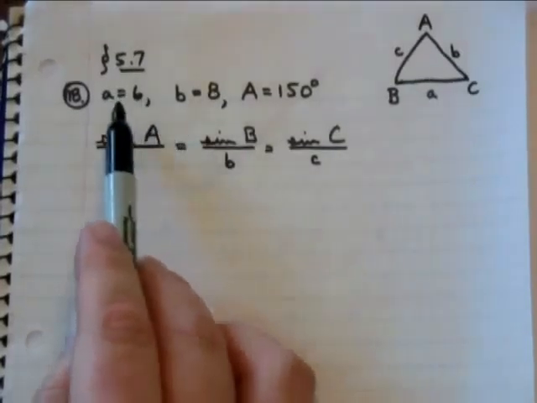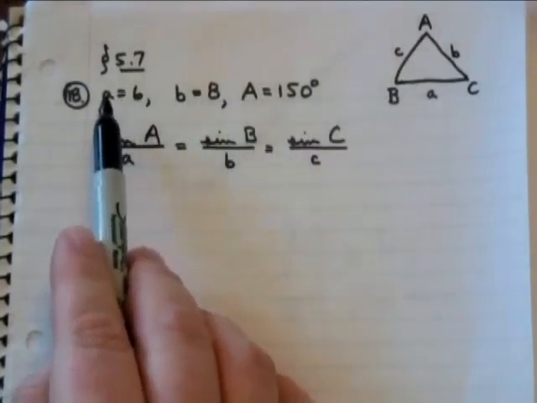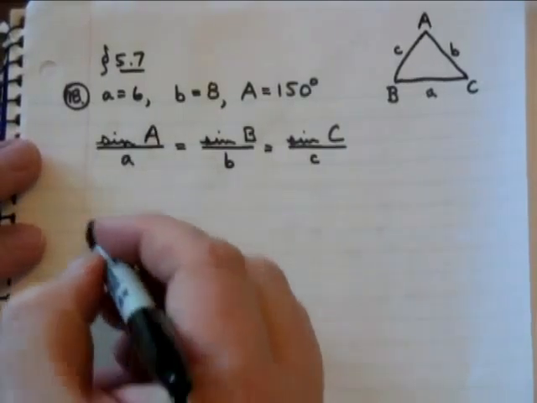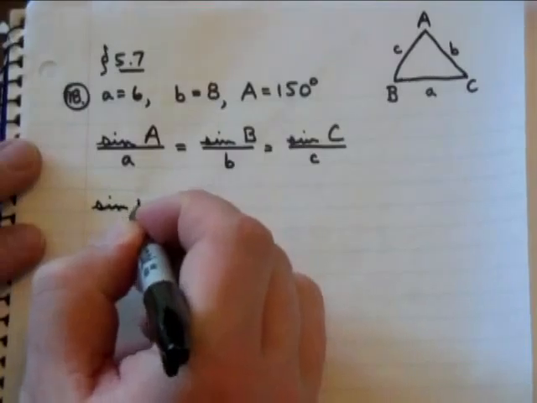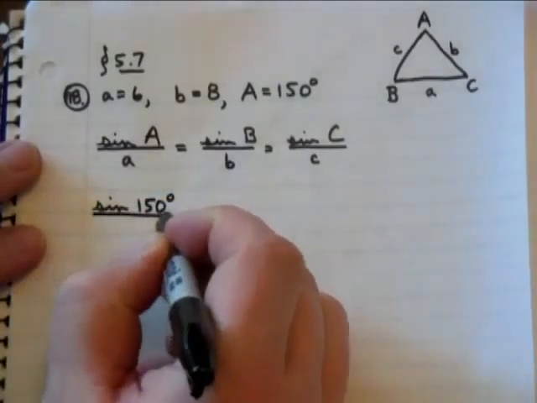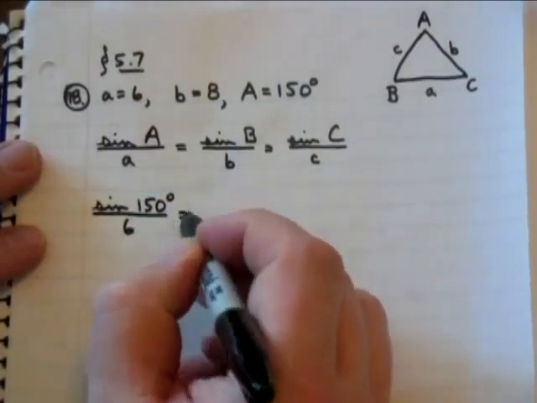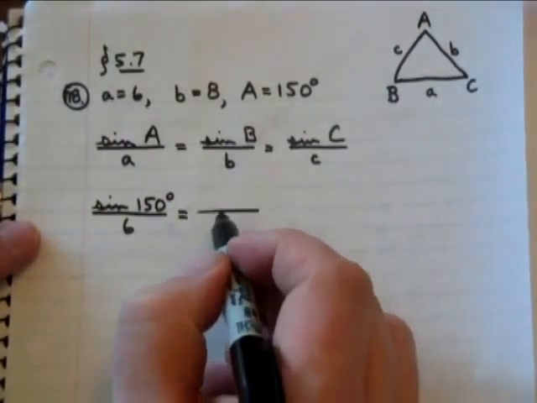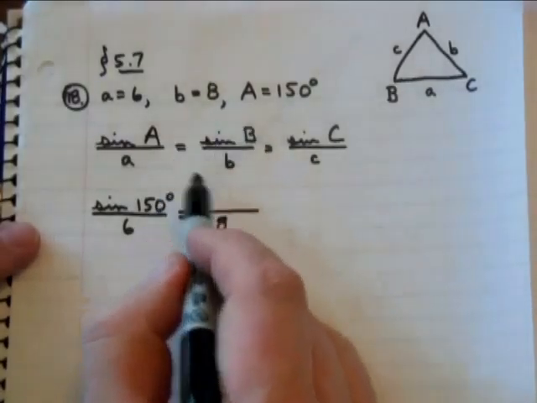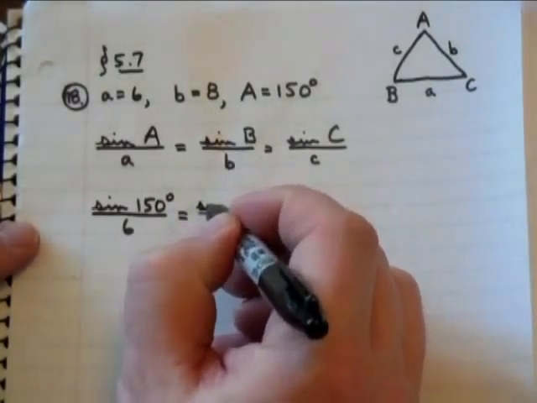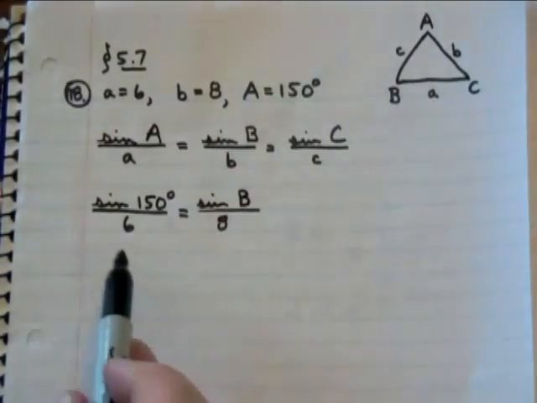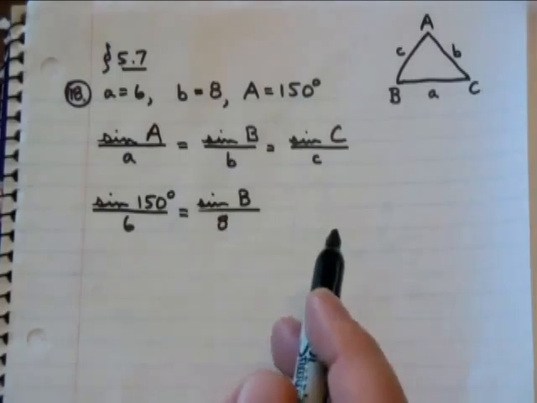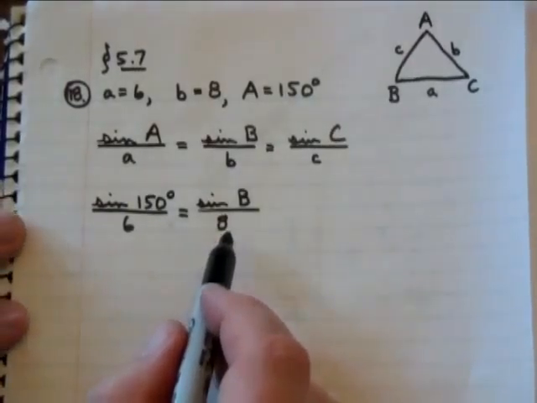So in this particular case, the information that we were given involves lowercase a and uppercase A, so let's use that part of this equation. So I have sine of 150 degrees over 6. And then the last piece of information we were given is that side b is 8. So side b is 8. We're using this middle part of the equation. And then the only part of the equation, if we just use these two pieces, that we don't know is angle B. So we can solve for angle B.